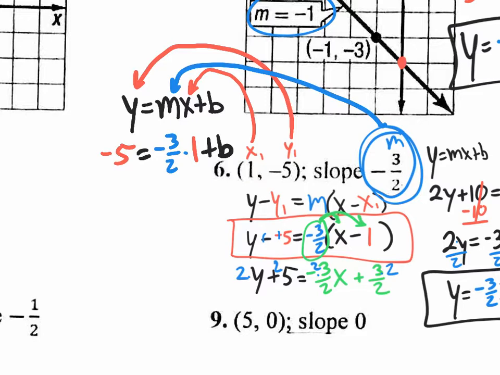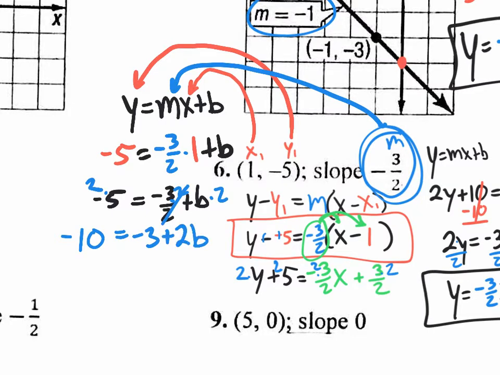If you did solve for b, negative 3 halves times 1, that would be just negative 3 halves plus b equals negative 5. And if the fraction bothers you, you'd multiply everything by 2 right here. B times 2, the fraction times 2, that negative 5 times 2. You'd end up with a new equation, negative 10 equals negative 3 plus 2b. And then you would get rid of the minus 3 by going plus 3, and you'd end up with negative 7 equals 2b.